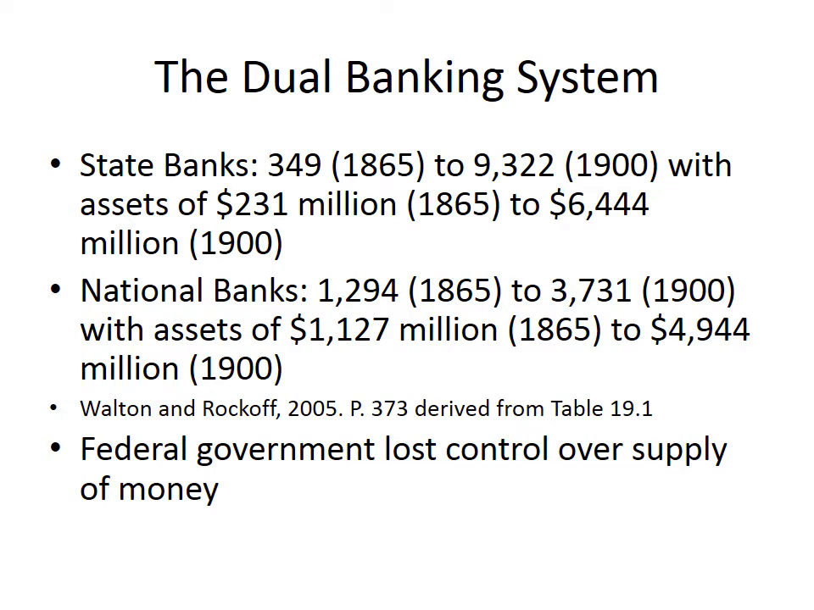Okay, now with national banks, you see a similar problem, not quite as bad. You had more national banks in 1865, 1294. That will just about triple in number by 1900. And the assets will go from $1.1 billion to 4.9. Ultimately, what does this do? This massively increases the liquidity of banks, which they then lend out. The national government loses control over the money supply.